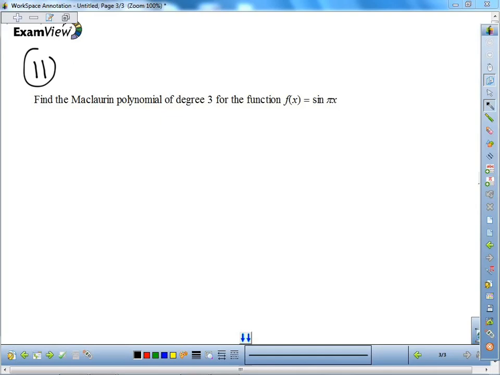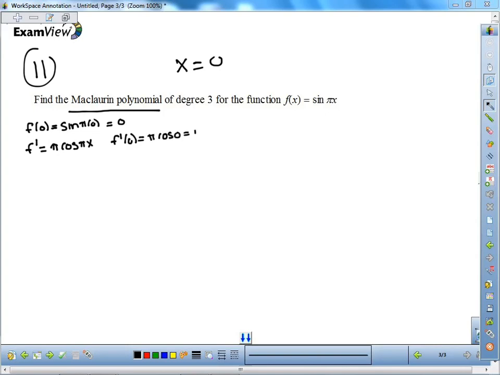For number 11, we're going to find the Maclaurin polynomial. So the Maclaurin polynomial is centered at x equals 0. So we're going to find f of 0 first. So sine of pi times 0 is going to be 0. Then we're going to take the derivative. So the derivative of sine is cosine, and then times the derivative of the inside. So f prime of 0 is going to be pi cosine of 0, which is just pi.